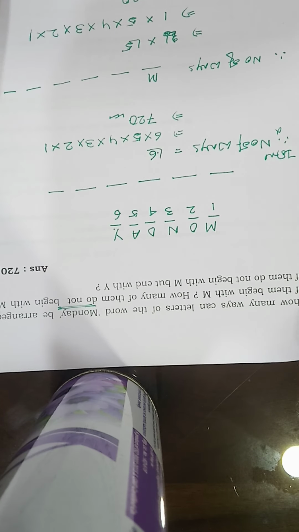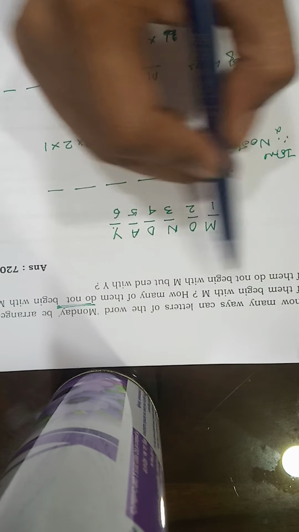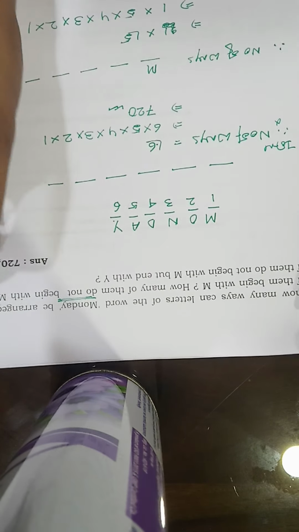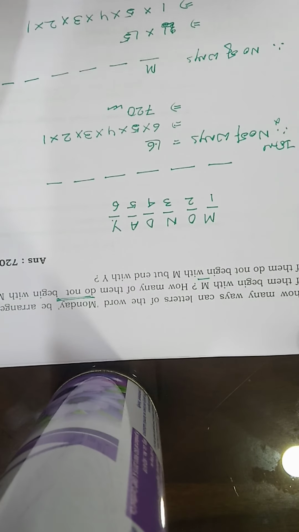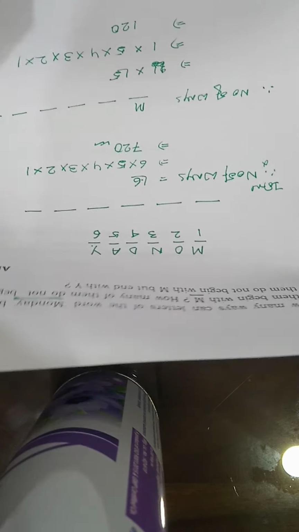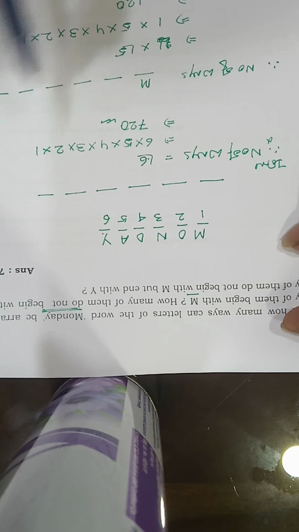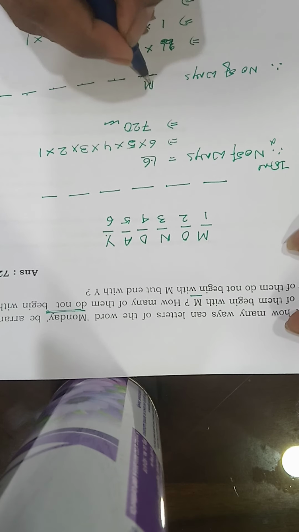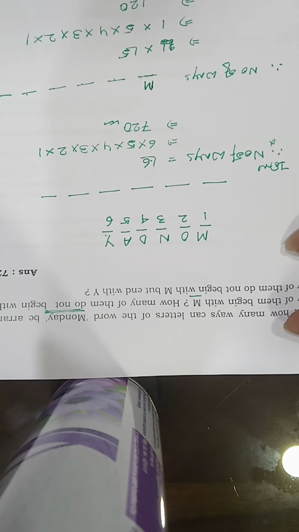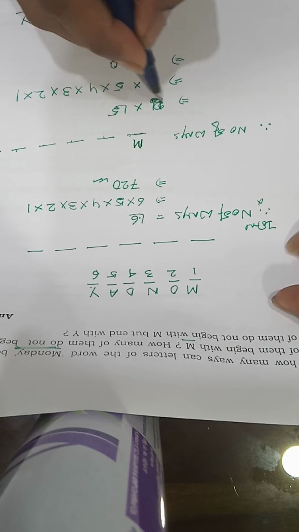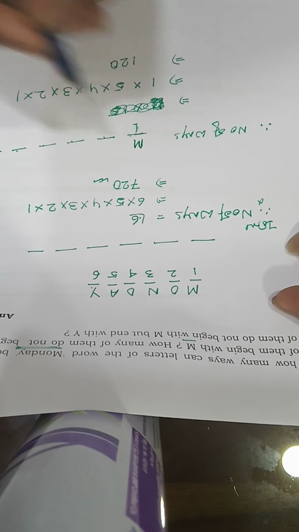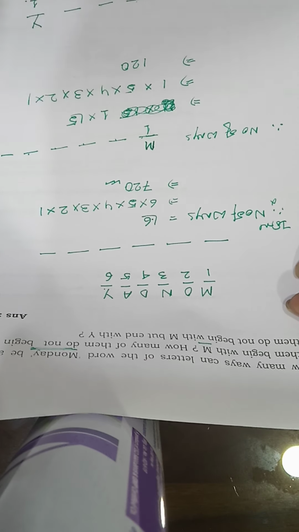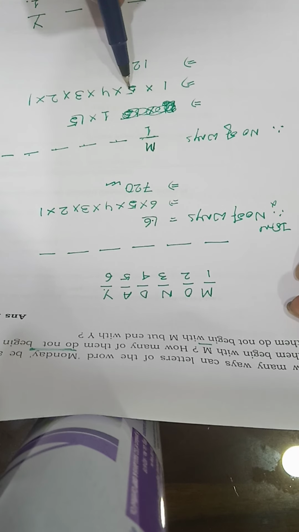Okay, and the next one: how many of them begin with M? How many words will begin with M? Earlier I taught you that for begin with M, how many spaces are there? There are 6 spaces, 1, 2, 3, 4, 5, 6, and M is occupied over here. So M is 1 and the rest, how many places? There are 5 places, or 5 factorial. So 5 factorial means 1 into 5 factorial.